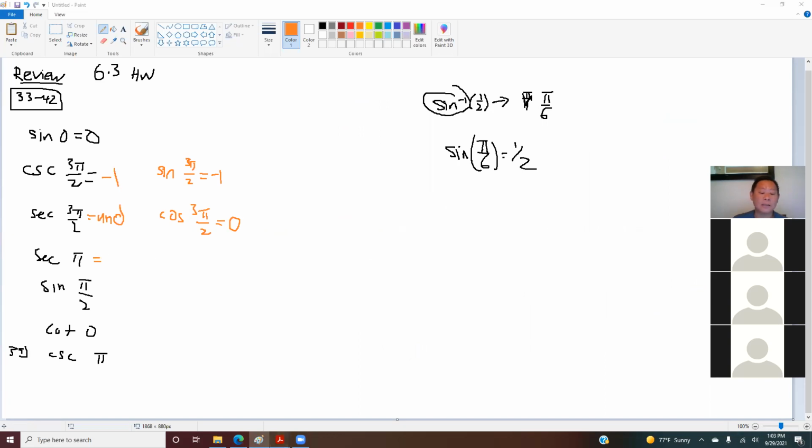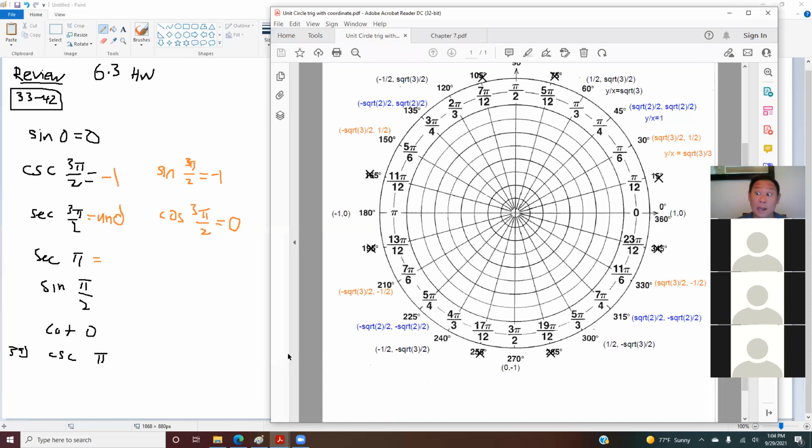Secant pi, you guys have to do this because this is your test, right? Yes, 1 point each. There are 10 of these questions. So go ahead and try secant pi.